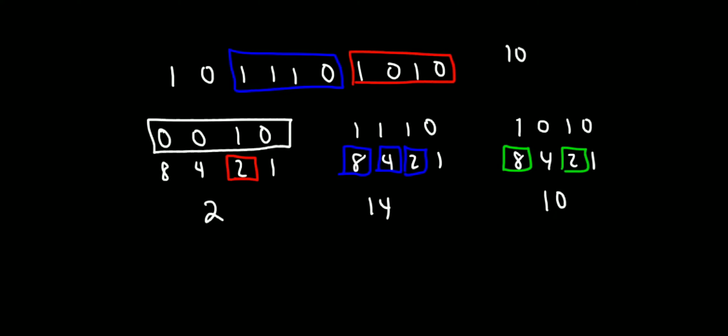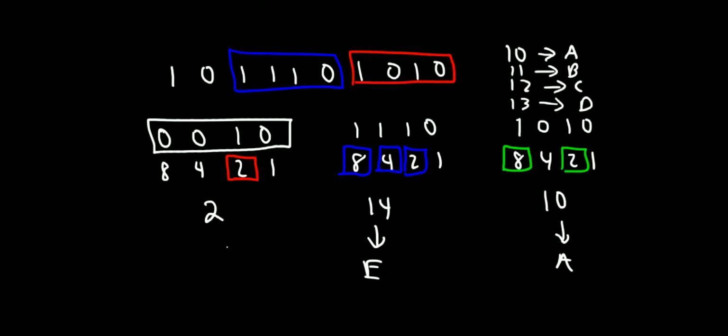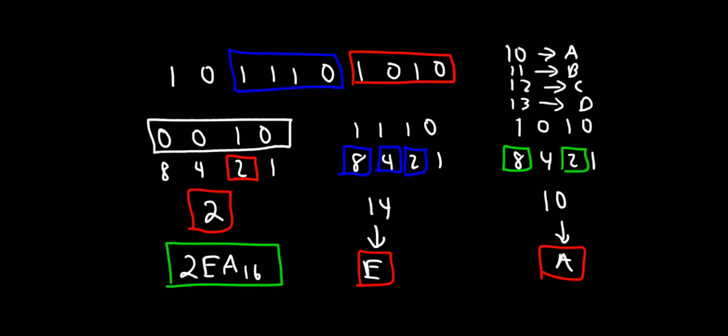Now 14 and 10 we will not write directly, we are having the codes. So 10 is A, 11 is B, 12 is C, 13 is D. So we will write here 14 is having the E and 10 is having the A code. So 2EA is the answer of this question. So like this we will just make the group of 4 bits from the right hand side, and we will evaluate the question.